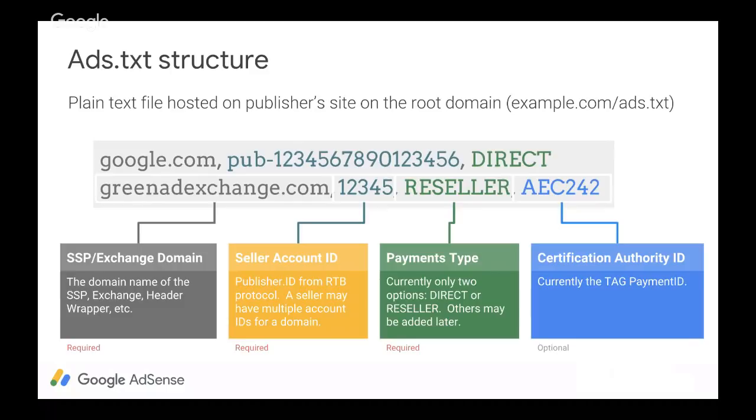The third one is the payment type. Payment type currently has two options, direct or reseller, and others might be added in the future. And last, the optional field is the certification authority ID. You can include that or not. It would not affect the functionality of the file.